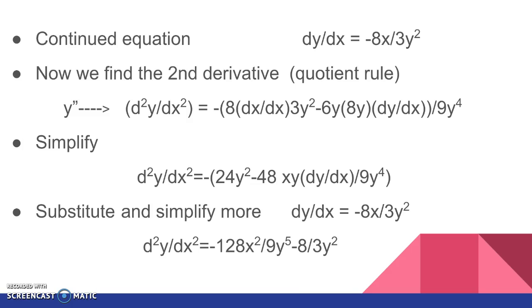Once it's simplified, you get negative 24y squared minus 48xy multiplied by dy over dx all over 9y to the fourth. Now you make sure to substitute dy over dx back into the equation. So in this case, dy over dx is again negative 8x over 3y squared. And when you substitute in and simplify, you get the equation negative 128x squared over 9y to the fifth minus 8 over 3y squared. Now that you learn how to do implicit differentiation, you'll probably ace the next test.